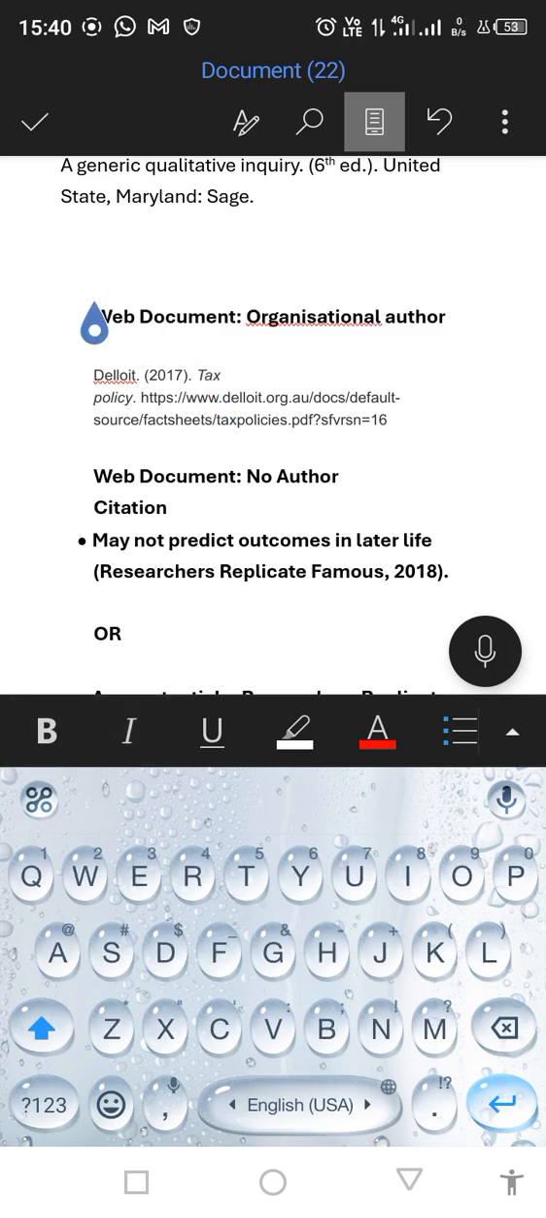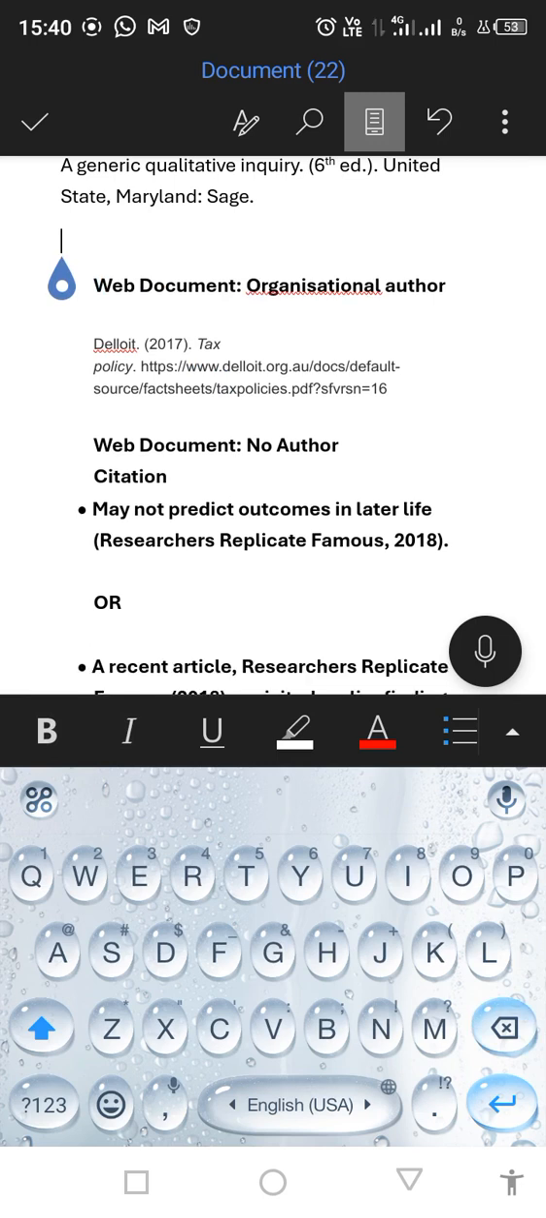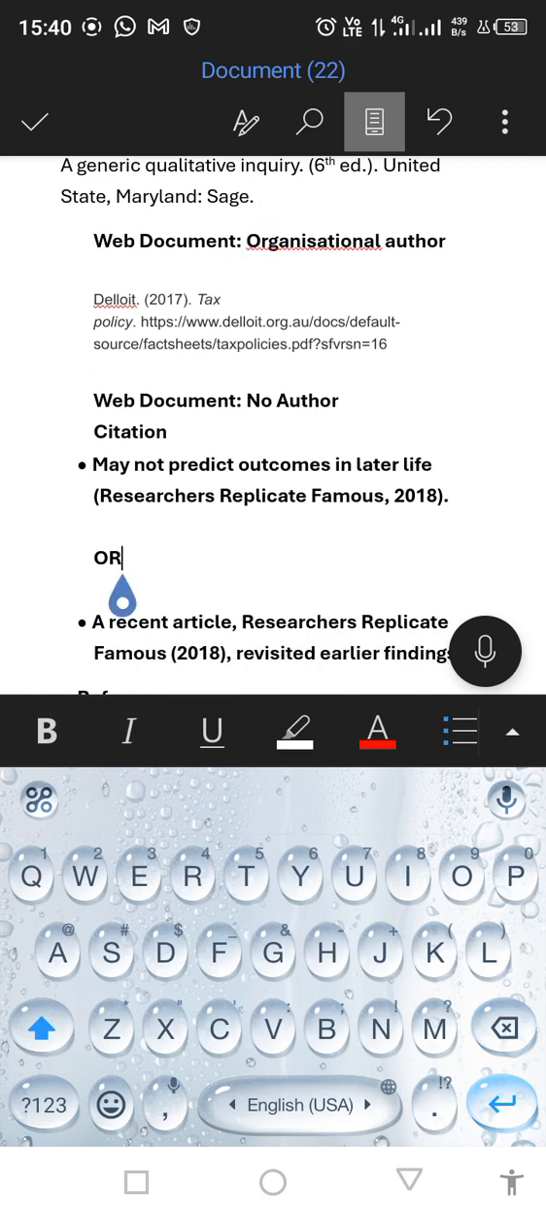Okay, so another thing that I need to call our attention to here, this is a quick one also. Now, when we find a web document online, but it doesn't have an author. There are times that we find documents online that don't have an author. Yes, they don't have an author. How do we go about that?